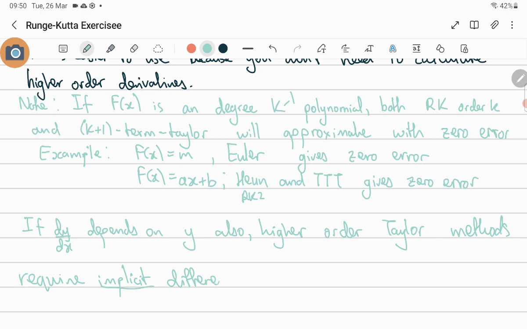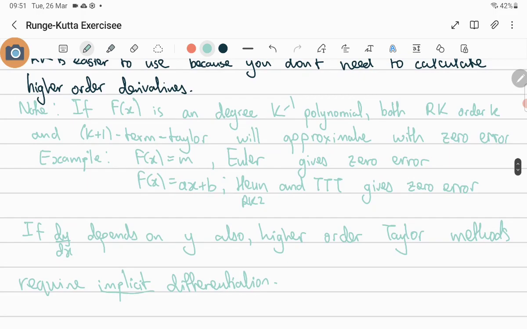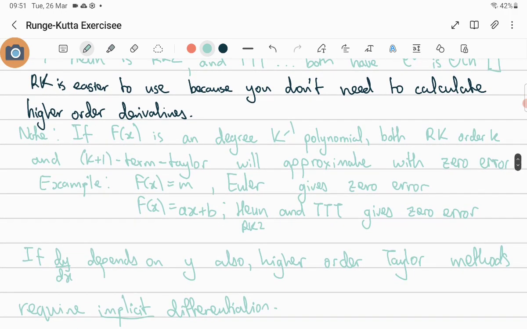So the Runge-Kutta and the Taylor methods, the ones that you match up, so the order k Runge-Kutta and k plus 1 term Taylor, they basically do the same thing. They have the same error profile, and they give 0 error when you have degree k minus 1 polynomials as derivatives. So the point is, why would you use the Taylor methods when Runge-Kutta is easier to use? That's basically the whole point of this.